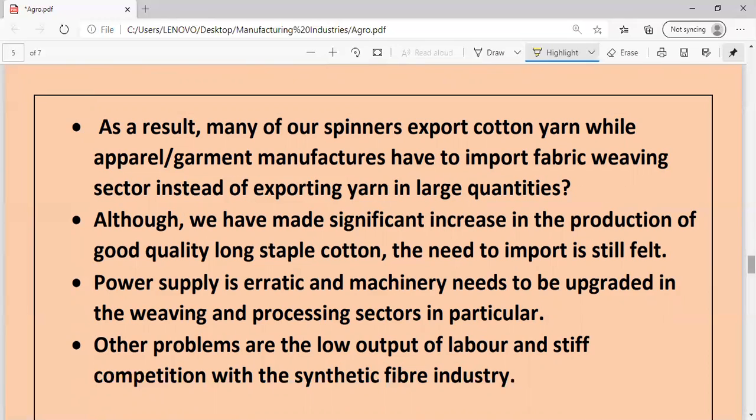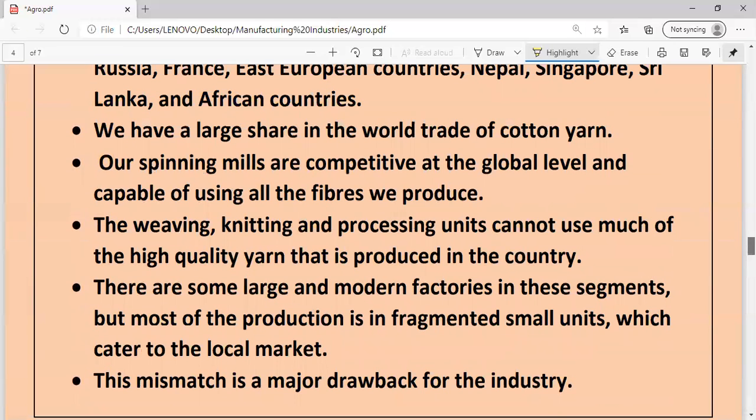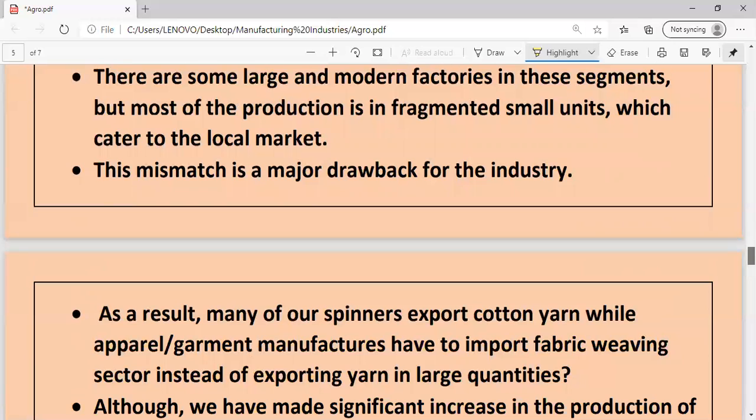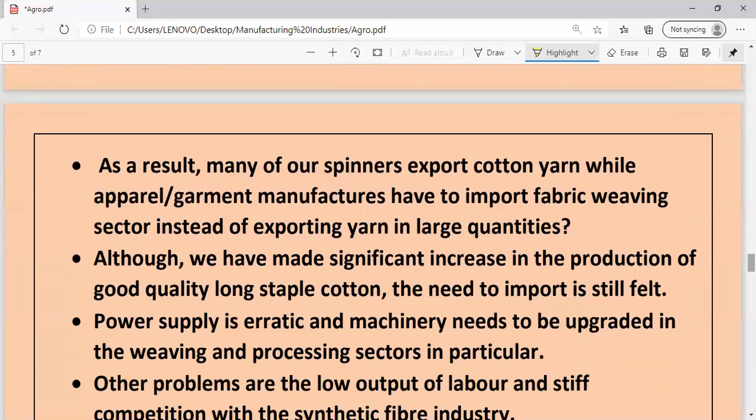The other problems are low output. Labor is not producing according to full capacity, so there is less production, and there is competition from synthetic artificial fibers. So these are the factors. Why is the weaving not up to the mark? Because it is done in small units. Why is it done in small units? To meet the needs of the local market, not for the big market. Then we are exporting cotton yarn. Why? Because our weaving sector is not interested in using that.